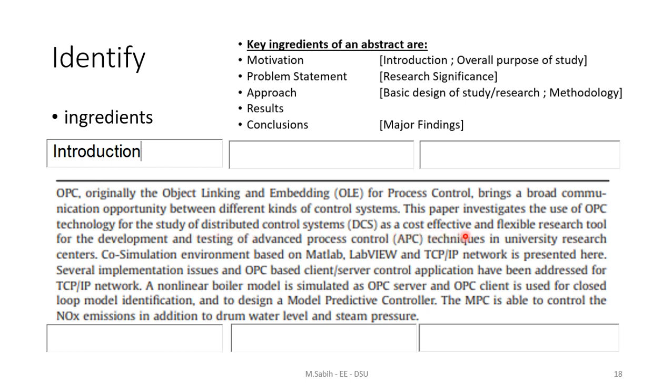And then we have, this paper investigates the use of OPC technology for the study of distributed control systems as a cost-effective, flexible research tool for the development and testing of advanced process control techniques in university research centers. So this might be the problem statement, or overall purpose of study.